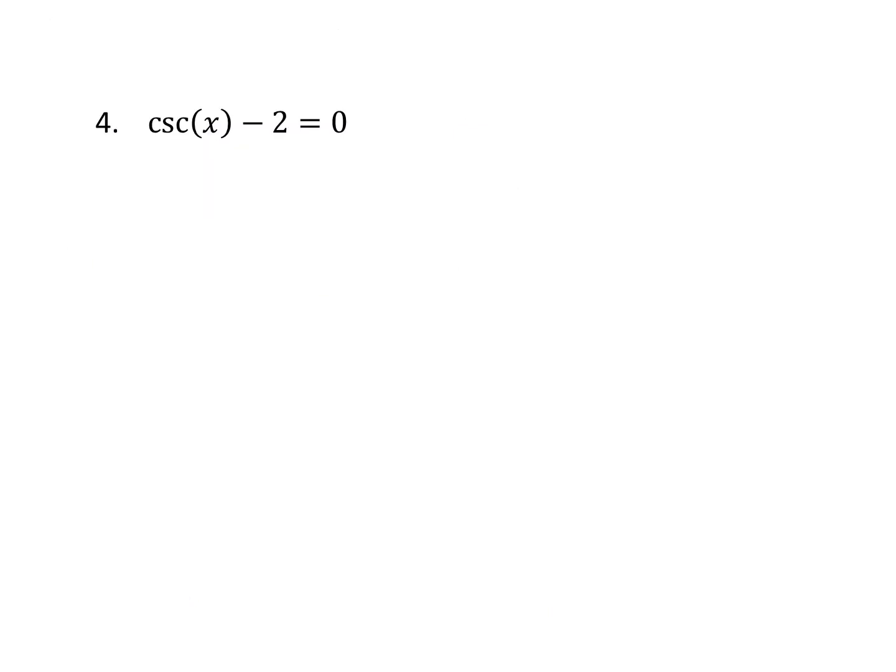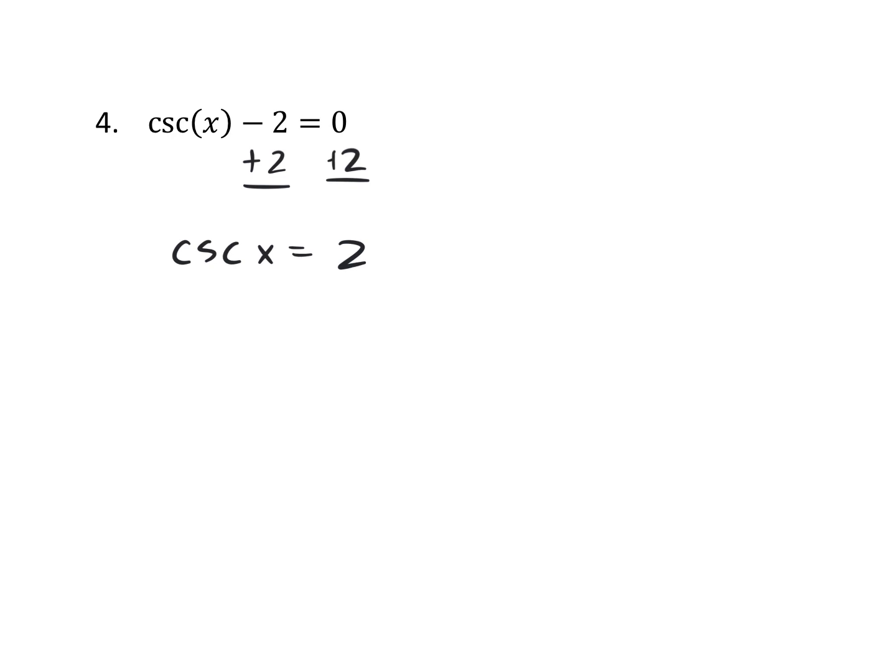All right, for this next question, we have the cosecant of x minus 2 is equal to 0. I'm going to start by adding 2 to both sides. I'm going to try to isolate my variable. So what do I do next? Well, I have to realize that the cosecant of x is equal to 2.